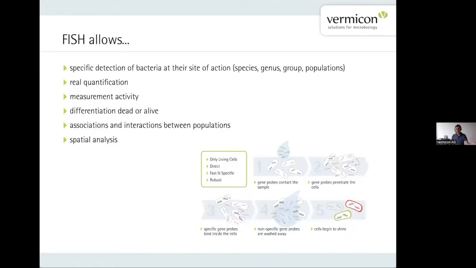Well, FISH then allows specific detection, real quantification, and measurement of activity, and it allows differentiation of dead or alive. It analyzes the association and interactions between populations and also allows spatial analysis.